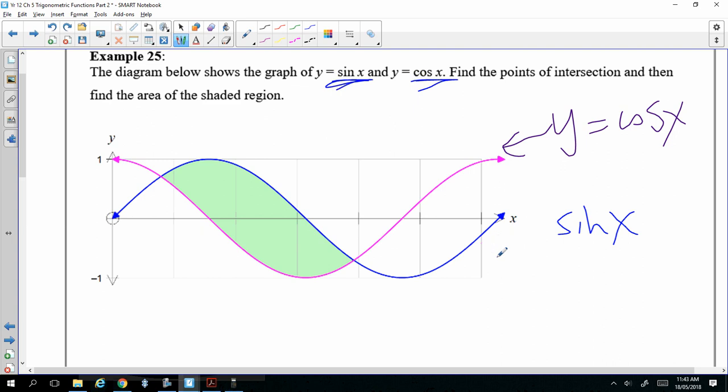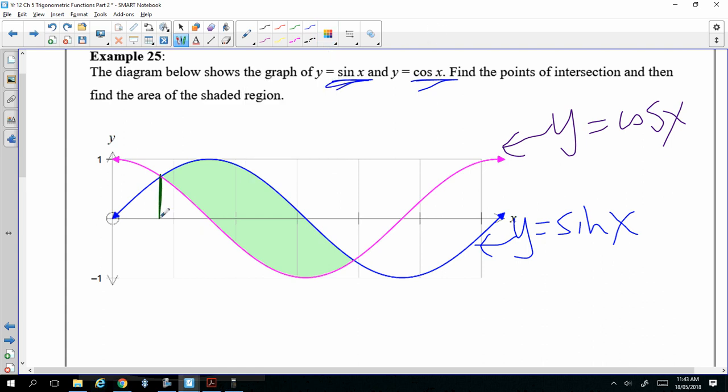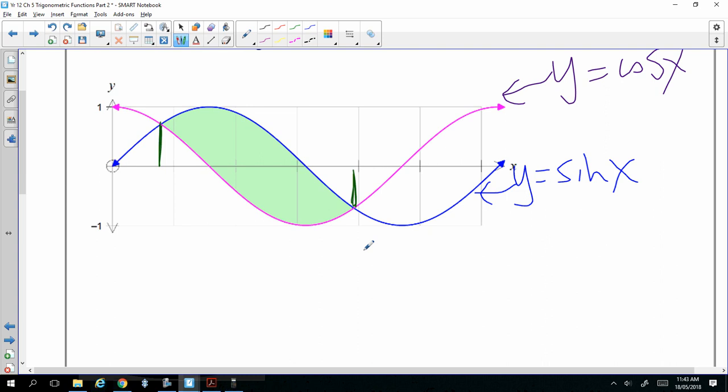So what you need to do is to find out where they cross. So you have to solve them simultaneously. So you just write sine x equal to cos x. Now, how do I solve this equation? We've seen that before in the trigonometric equations. Anyone? Divide both sides by cos x.